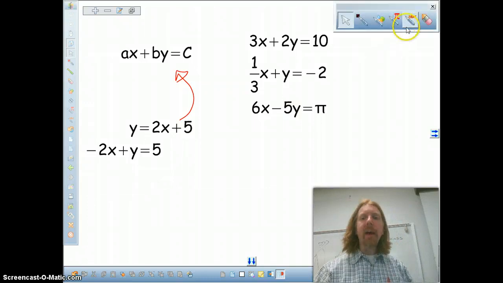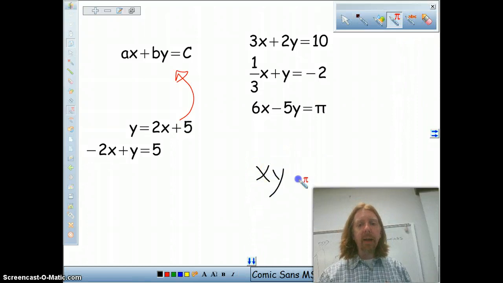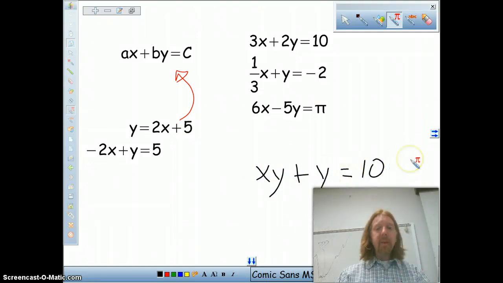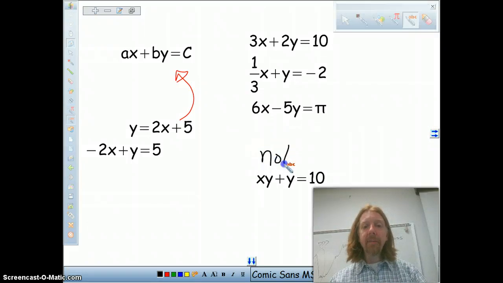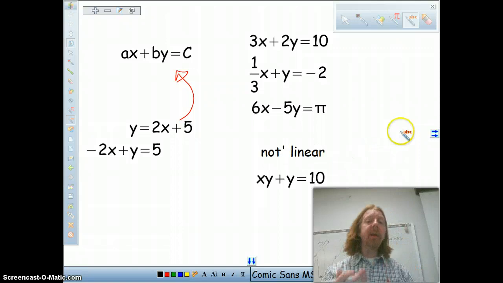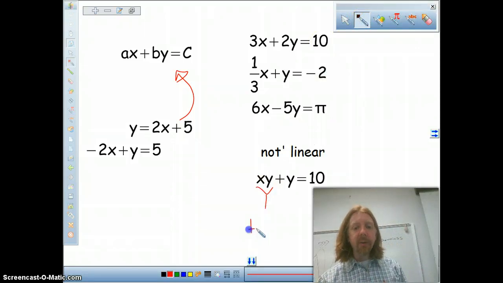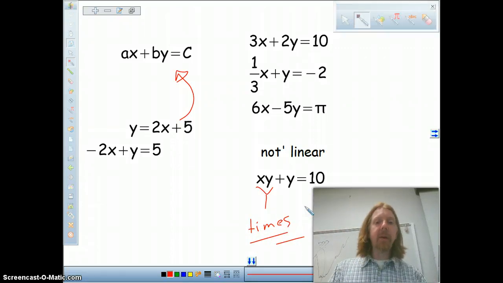Now in contrast, I may have been handed this equation, xy plus y equals 10. Now this does not fit the linear format. No matter how I manipulate this equation, because I have the x and the y times each other, I can't combine them or move them around or do anything like that. I'm very limited in what I can get away with.